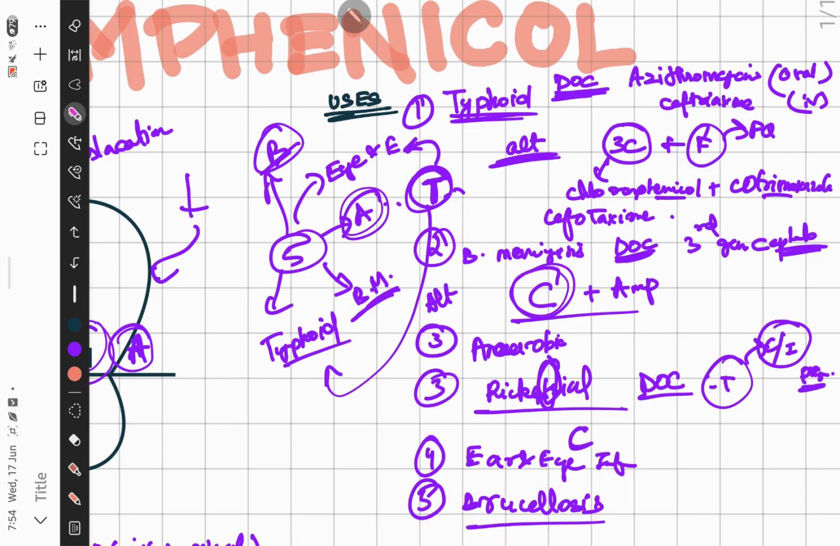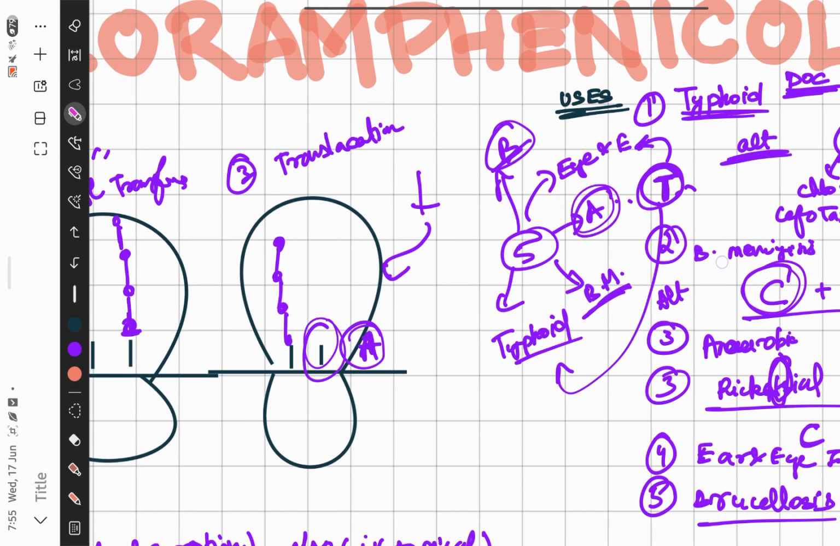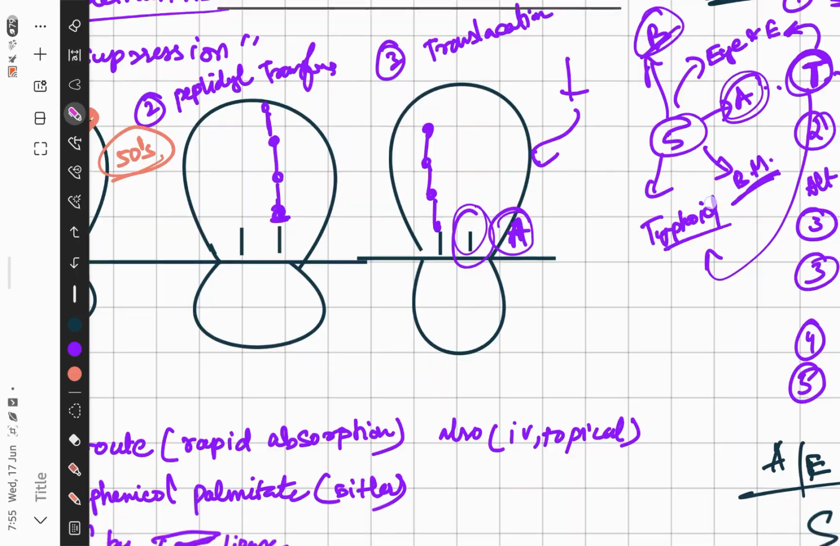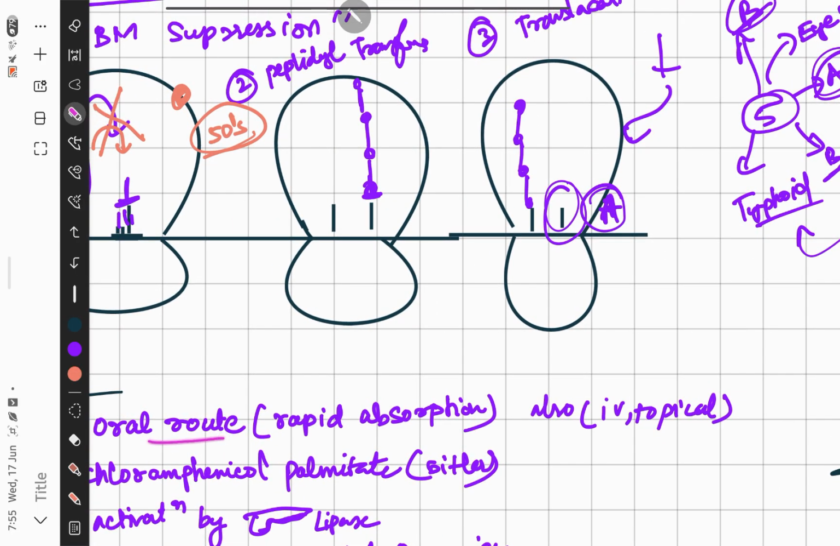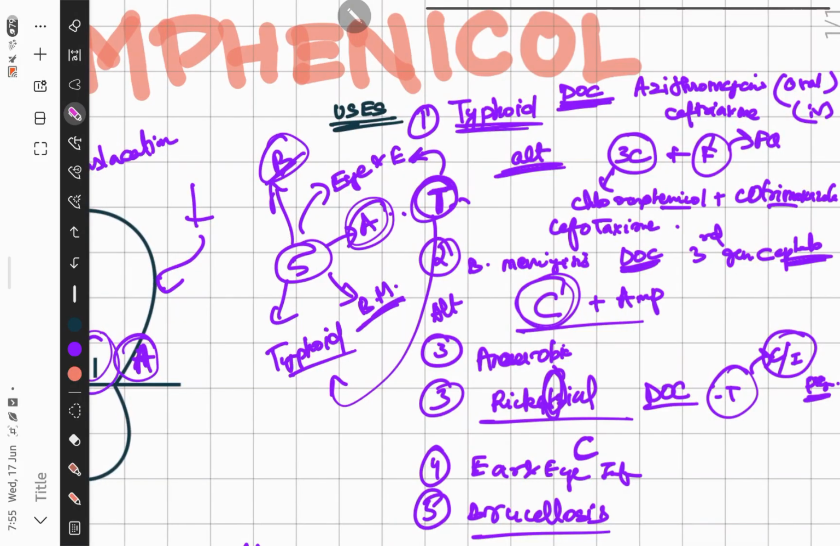Now we have topical. I said this is oral route, also IV and topical. Topical means you are going to give drops. Where do you use drops? Eyes and ears probably. So topical is for eye and ear infection, and you take T. T is for typhoid. So the 5 uses are over.